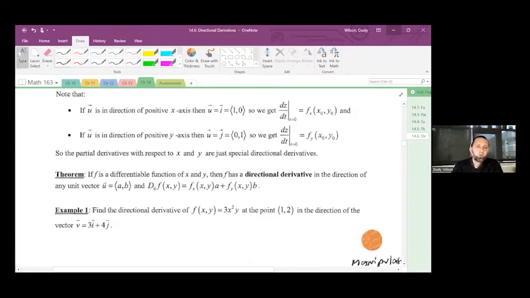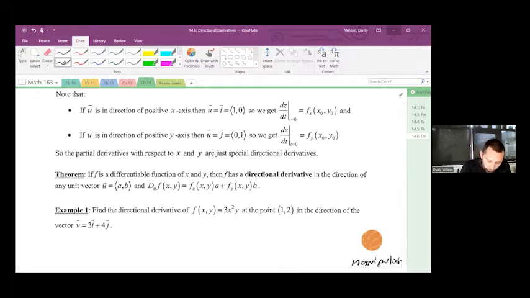derivative. Note, if u is in the direction of the positive x-axis, then u equals i, which is 1, 0. So we get the derivative of z with respect to t at t equals 0 equals fx at x naught, y naught. That is the partial derivative with respect to x. And if u is in the direction of the positive y-axis, then u equals j, or 0, 1. So we get dz dt at t equals 0 equals fy at x naught, y naught. That is just the partial derivative with respect to y. That is, the partial derivatives with respect to x and y are just special directional derivatives.